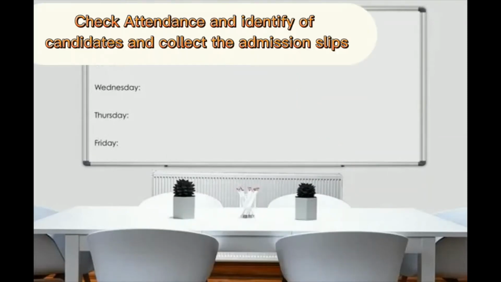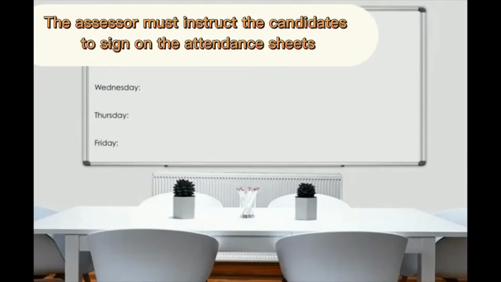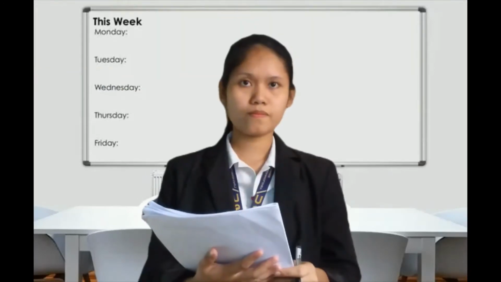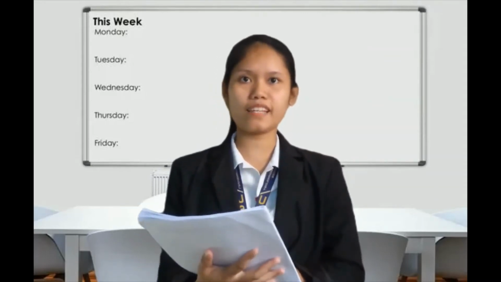Check attendance and identity of candidates and collect the admission slip. Before we start, please present to me your admission slips. The assessor must instruct the candidates to sign on the attendance sheets. As I call your name, please acknowledge by raising your hand and sign the attendance sheet.